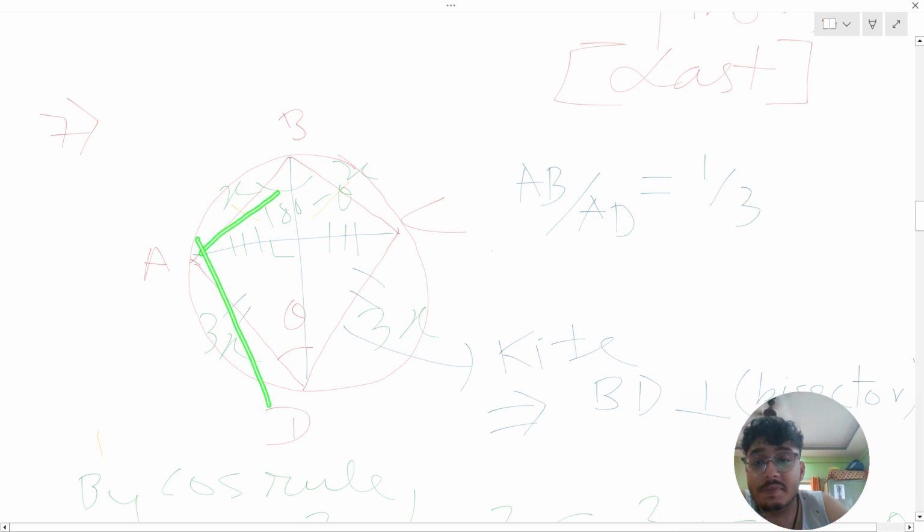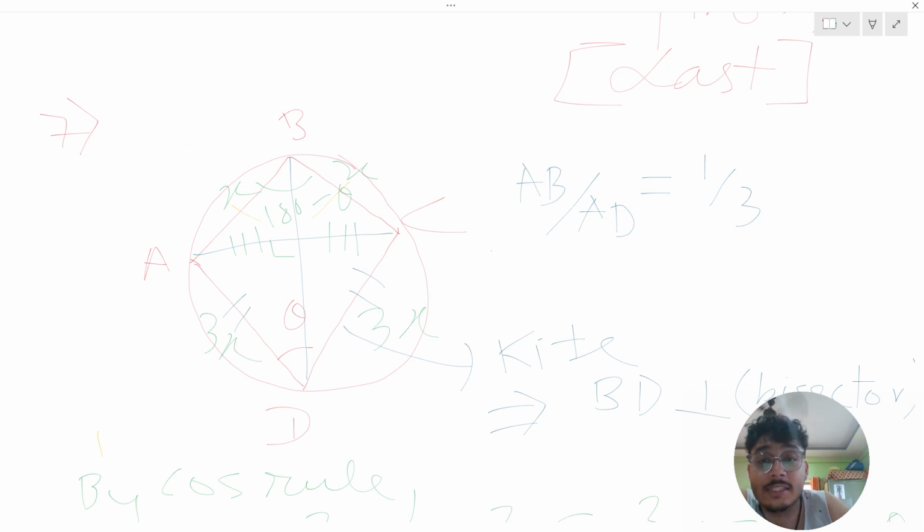Another piece of information is given: AB by AD is basically 1 by 3. So if my AB is x, my AD should be 3x, and since my CD is equal to AD, it should be 3x, and since my BC is equal to AB, it should be x. So basically BC by CD equals AB by AD equals 1 by 3. Yeah, no problem with that.